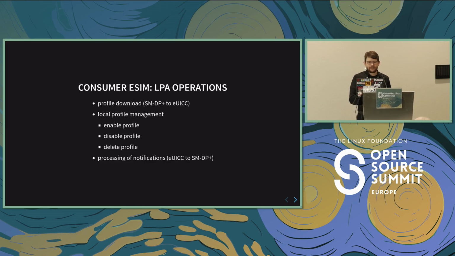The operations that this LPA software has to implement are first and foremost profile download, which is what I've been talking about all the time, downloading an eSIM profile from a server, from the SMTP Plus, into the eUICC. And then there's so-called local profile management operations, such as enabling a profile, disabling a profile, and deleting a profile. And last but not least, processing of notifications. So enabling and disabling is pretty straightforward. Deleting also is obvious. If you've deleted a profile, it's gone.